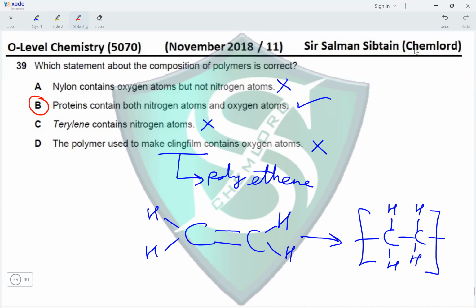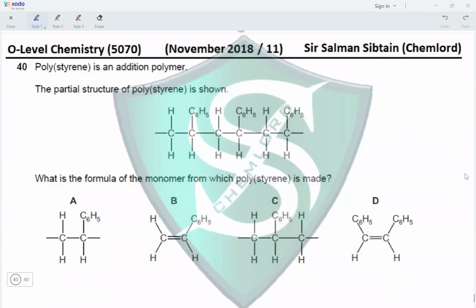Question 40. Polystyrene is an addition polymer. The partial structure of polystyrene is shown. What is the formula of the monomer from which polystyrene is made? So we can identify the repeat unit of polystyrene. Here we have a carbon bonded to two hydrogen atoms, and then a carbon atom bonded to one hydrogen and one C6H5 group, and this is repeating again and again. So this makes this the repeat unit.